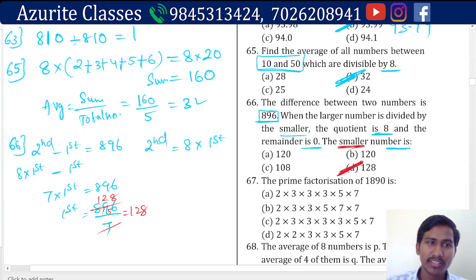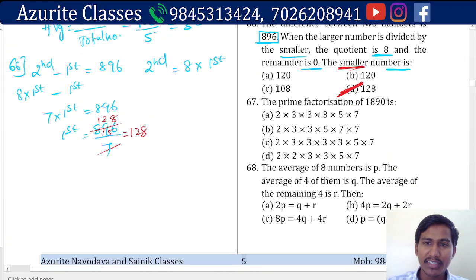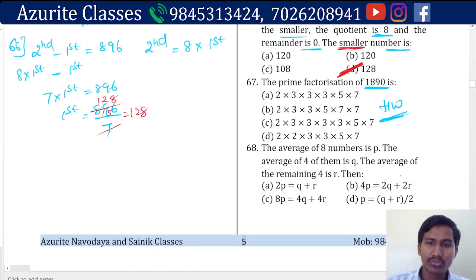Okay, got it? Okay, so next here, that is 67. Prime factorization of 1890. You can go with the options and do this as homework. Okay, and tell me the answer in the comment box. 67 answer. This is easy, I will not do it. So next, 68 question. What is the 68 question?